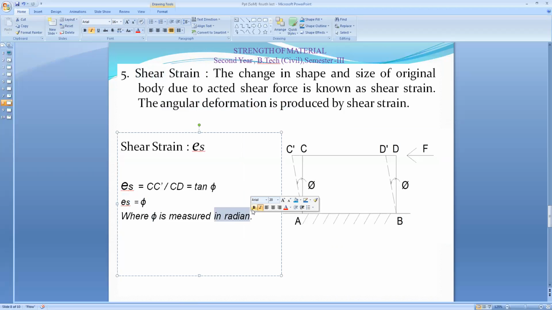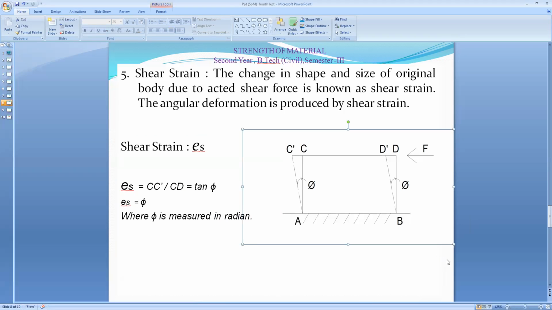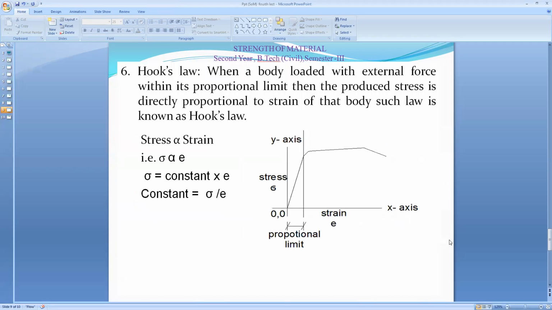It is not in terms of degrees. Radian has no units. So this is the shear strain concept. After that, we will see Hooke's law.